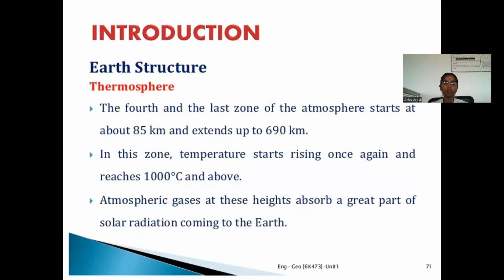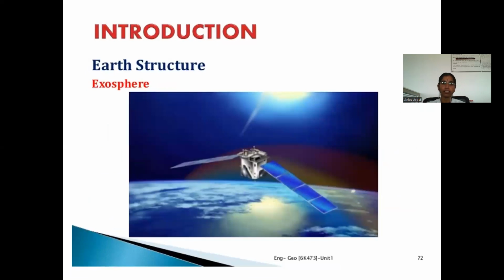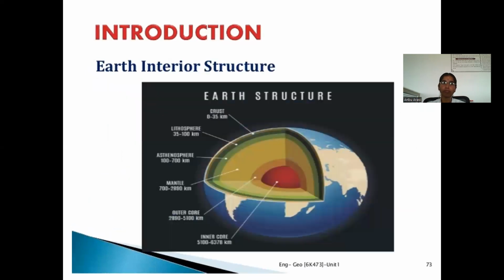Thermosphere, the fourth and last zone of the atmosphere, starts at about 85 kilometers and extends up to 690 kilometers. In this zone, temperature starts rising once again and reaches 1000 degrees Celsius and above. Atmospheric gases at these heights absorb a great part of solar radiation coming to the Earth. This is the exosphere, and next is the Earth interior structure. Now we have seen the structure above the Earth, and now we look into the Earth's interior structure.